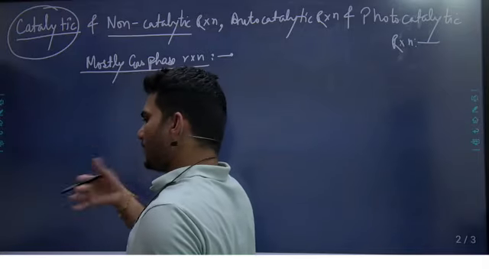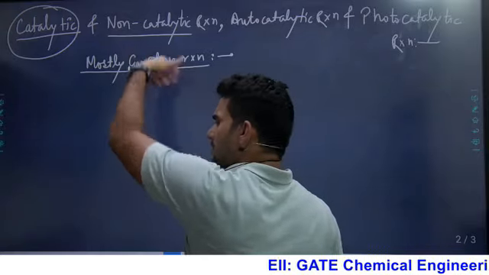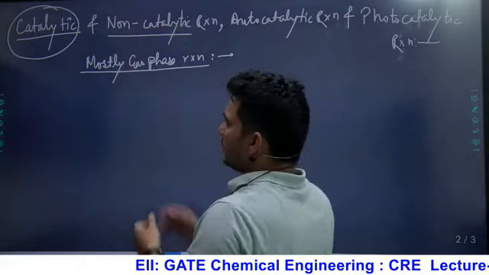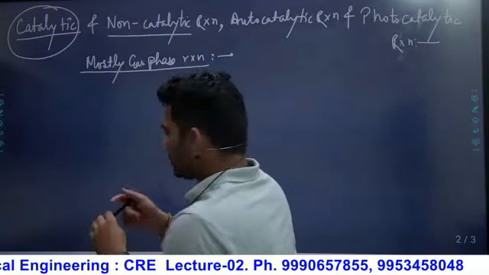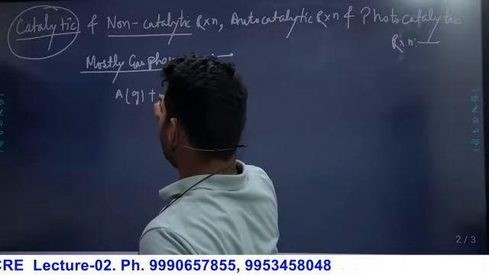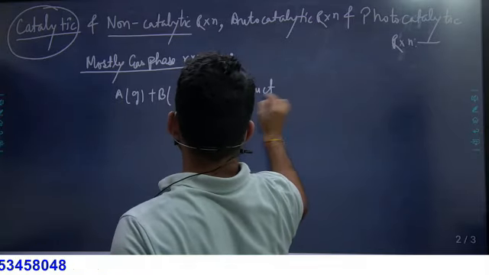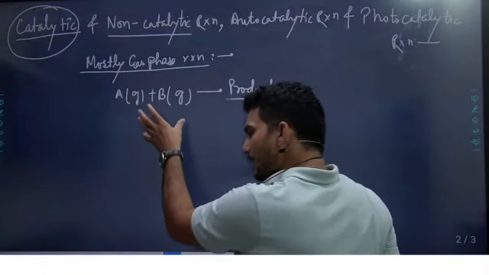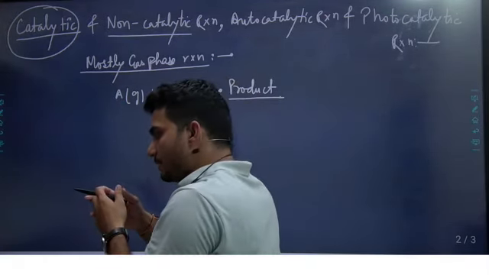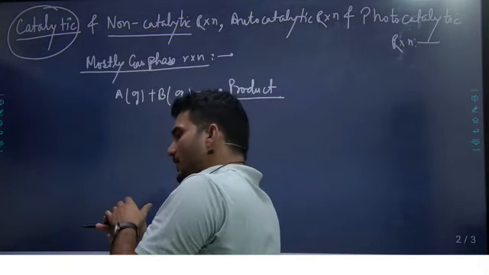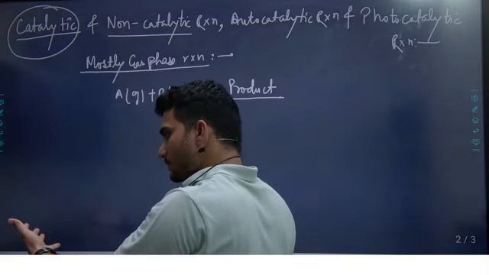Production of ammonia, we are using the catalyst, that is iron oxide. But I am saying that mostly for gas phase reactions there is no need of a catalyst. Why? Because in the gas phase, reactants are easily available for the reaction. Suppose A is in the gas phase, B is in the gas phase, and they give the product. The molecules, the atoms of A and B, are easily available for collision. When they collide, bonds will break, and after that they will form the new chemical substance.